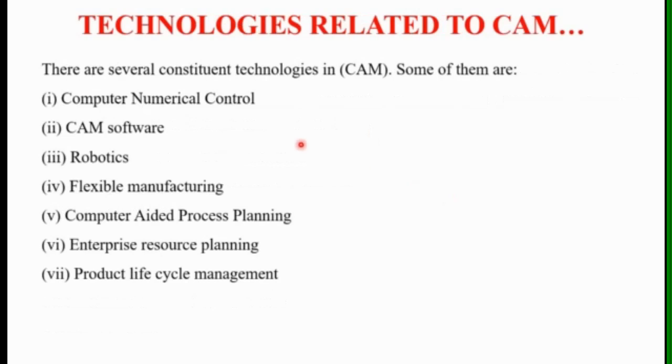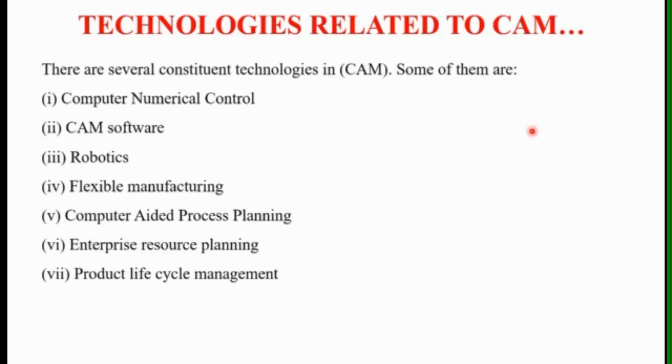Then here we will see the technology related to CAM. There are several technologies in CAM, and we will see a few of them here. First of all, computer numerical control. This is the technology which is mostly used in CAM. The computers are used to control the machine, or numerical controlling programs are provided to these machines.